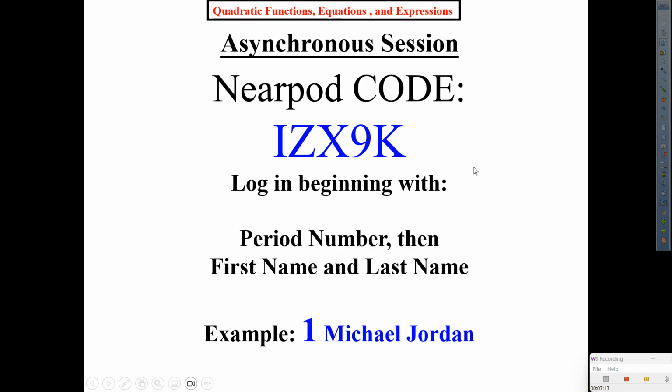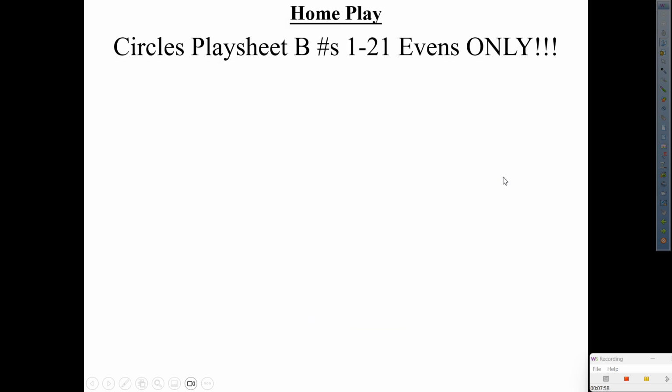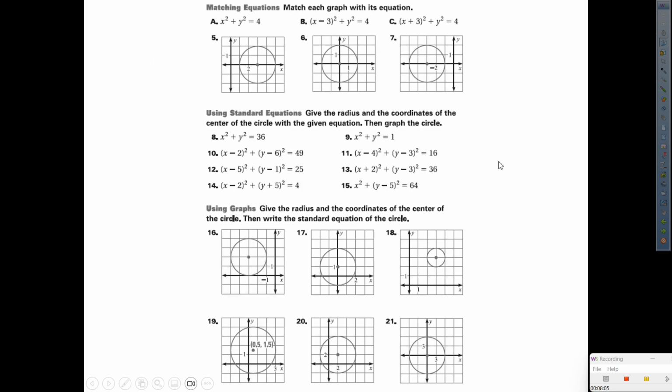Now, at the end of the session, I am going to take a question from the home play. However, I do want us to get straight to the practice of today, just to revisit the process one more time, just in case some of us struggled with that. So, once again, tonight's home play is circles, play sheet B, numbers 1 through 21, evens only, and it's going to look like this when you log into the code.